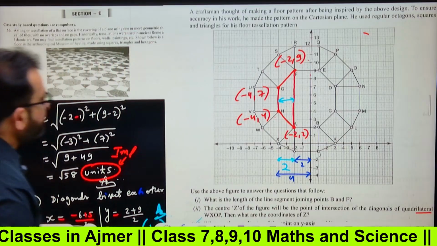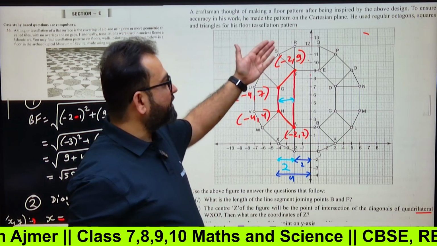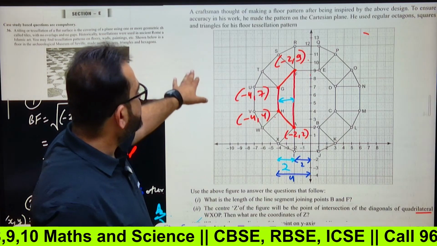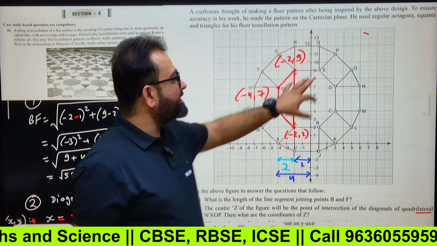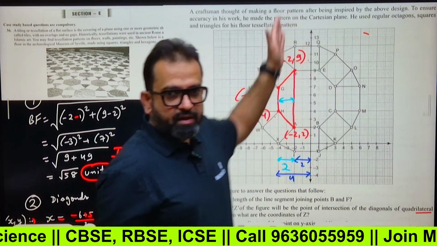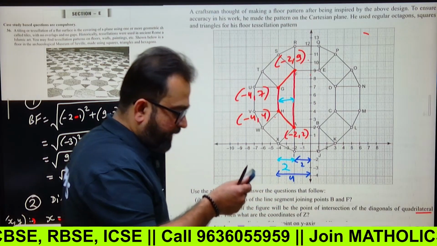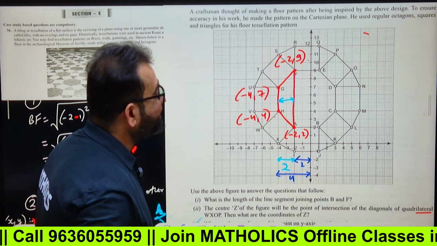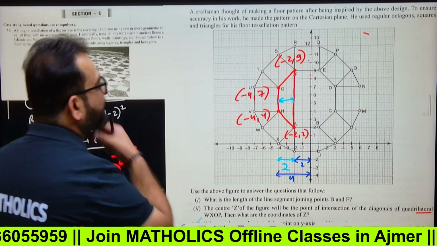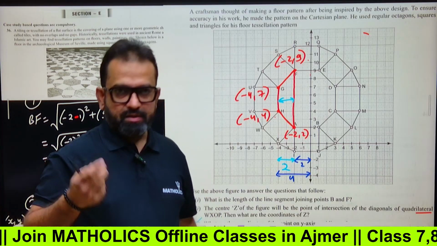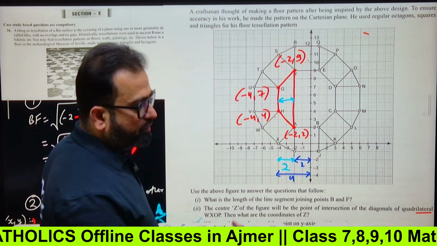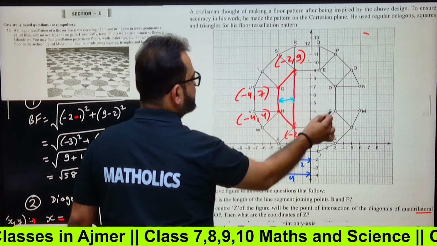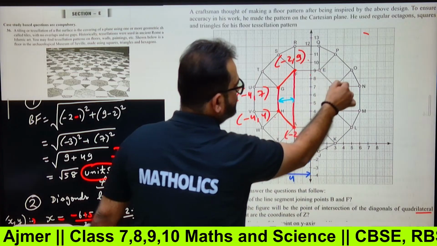The question says a craftsman thought of making a floor pattern after being inspired by the above design to ensure accuracy in his work. He made the pattern on the Cartesian plane. This is the coordinate axis, the x and the y axis. Now he used regular octagons, squares, and triangles for his floor tessellation pattern. Octagon is a polygon having 8 sides. Squares have 4 sides, triangles 3 sides. So you can see this is an octagon: 1, 2, 3, 4, 5, 6, 7, 8 corners. And this is a square, this is a triangle.